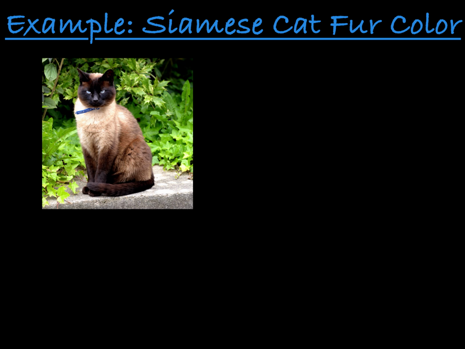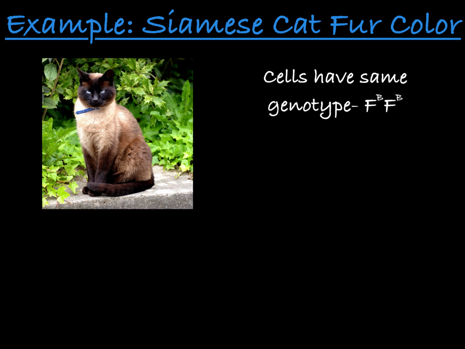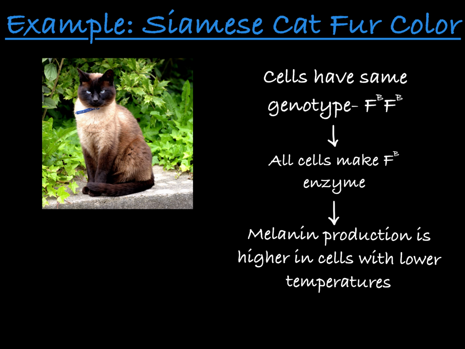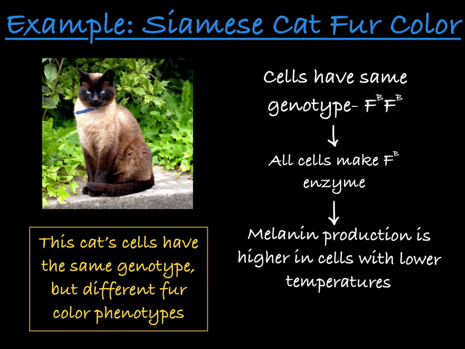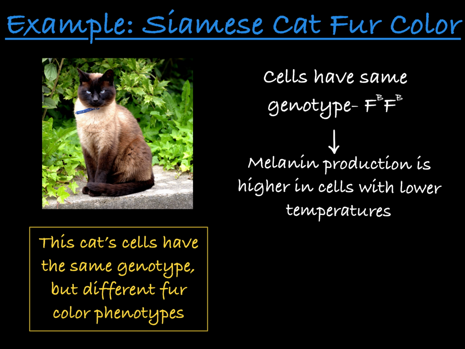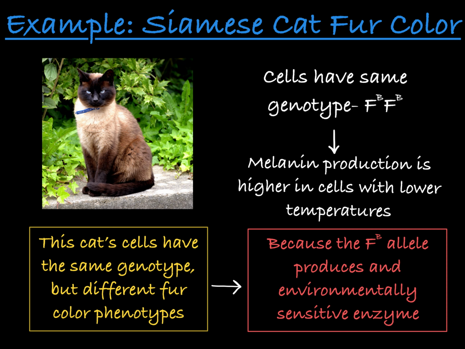Despite each of the body cells in the Siamese cat having the same genotype and producing the same enzyme, in some locations the enzyme works, and in some locations the enzyme does not. So you see different phenotypes developing across the cells of the cat based on an environmental factor, temperature. It is the presence of the FB allele, which produces the environmentally sensitive enzyme, that gives the environment the potential to create different fur colors across different areas of the cat's body.